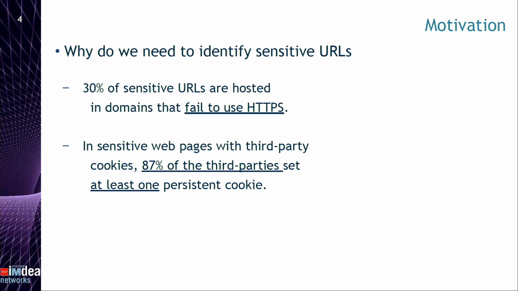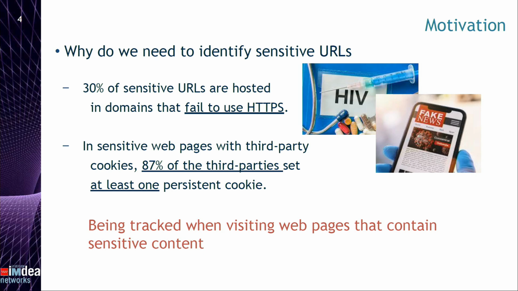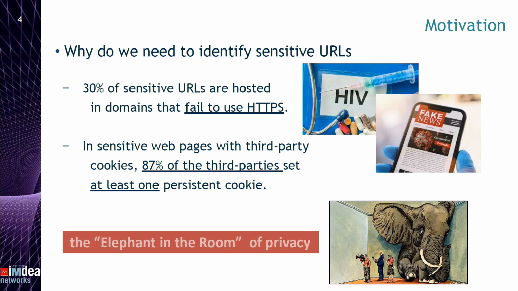In their work, they found that 30% of URLs are hosted on a domain that fails to use HTTPS. Also, in sensitive web pages with third-party cookies, 87% of the third parties set at least one persistent cookie. This means being tracked when visiting web pages that contain sensitive content, for example related to health, is the elephant in the room of privacy.